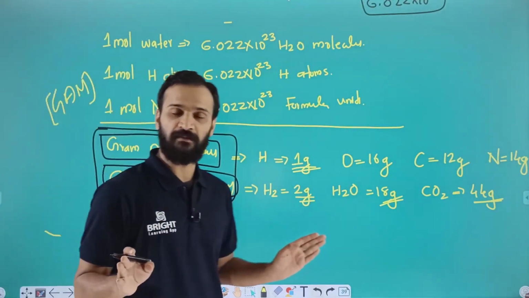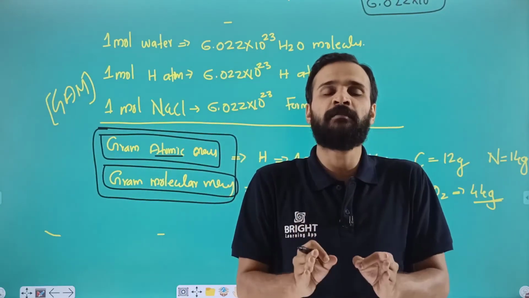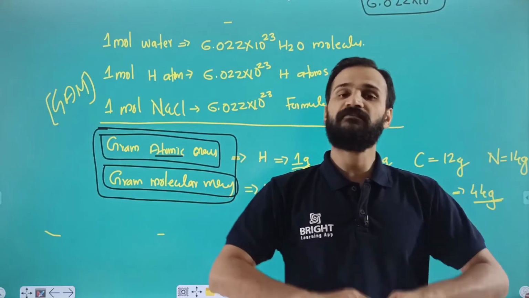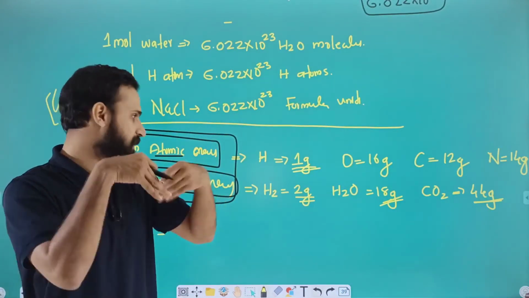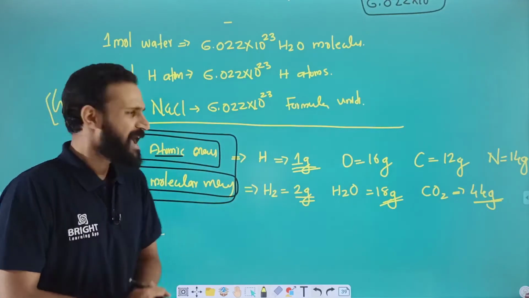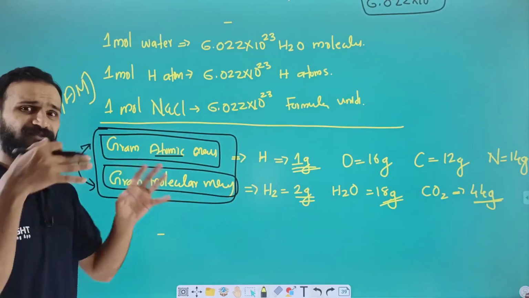Gram atomic mass is nothing but mass of an atom we are representing in gram. And what is gram molecular mass? We are representing mass of a molecule in gram, that is called gram molecular mass. Actually these two we already know. So then what is our point that is related to mole?